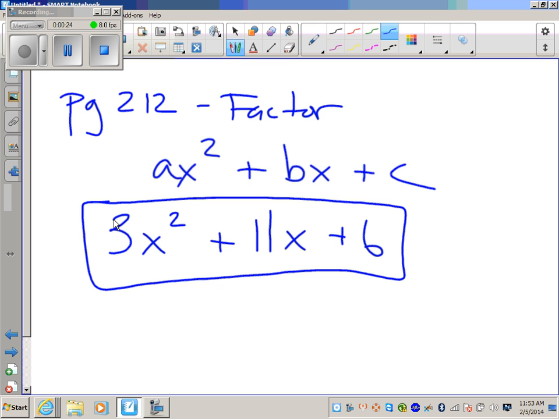Okay. So as we look at what we're dealing with today, it's the same general concept, except that you've got the a in front of the x squared, which is going to influence things once you start to FOIL.